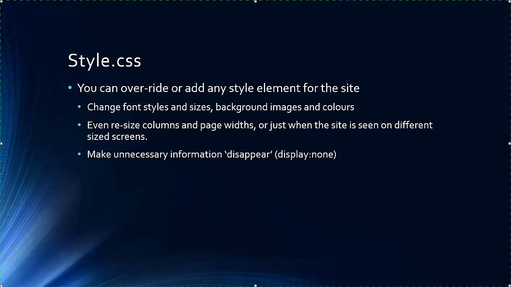So the style.css file is the custom style sheet which can override any style elements within the site. That can be from changing font styles and sizes to background images and colors of different content and areas of content. You can even resize columns, page widths, or even change size and layout when the website is used on different size screens. One of my favorite tricks is to make unnecessary information disappear using a display none command. You can actually make things like comments, boxes, and other elements just disappear, all within the style sheet.